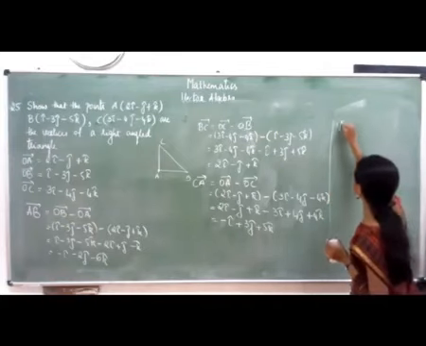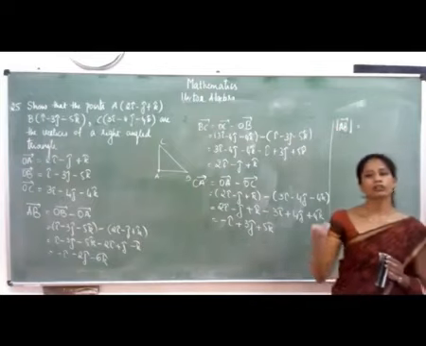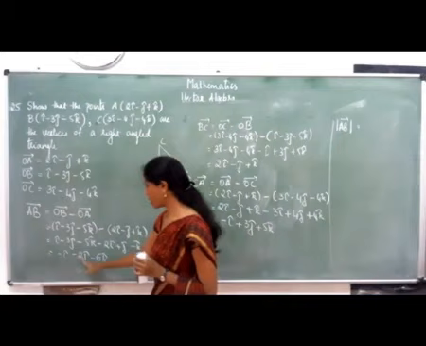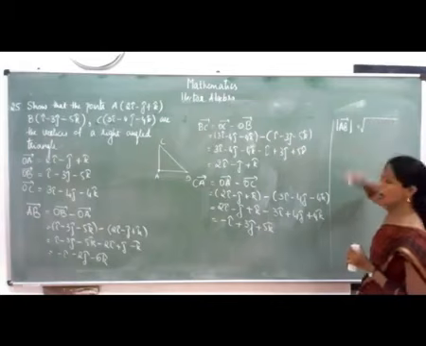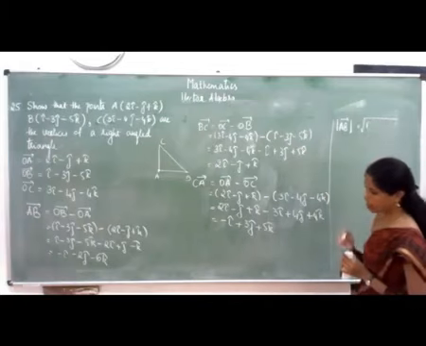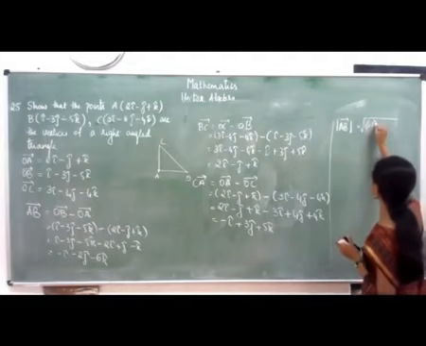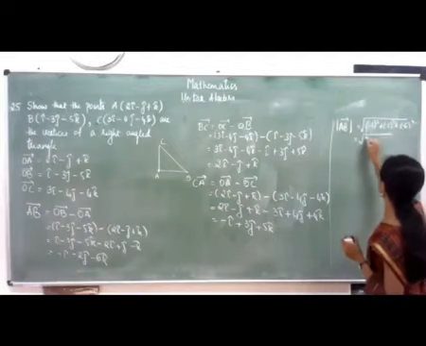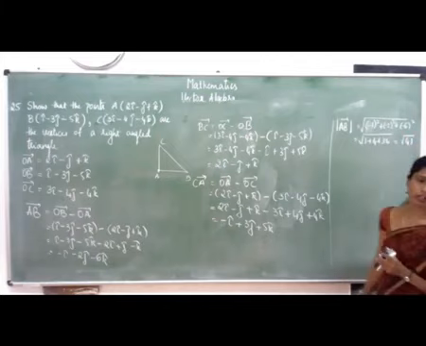So first, the magnitude of vector AB is equal to, so how to find magnitude? Root of x square plus y square plus z square. So what is the value of x here? It is minus 1, y is minus 2, z is minus 6. Therefore, this is root of minus 1 whole square plus minus 2 whole square plus minus 6 whole square. So this is equal to 1 plus 4 plus 36. Therefore, this is equal to root 41.